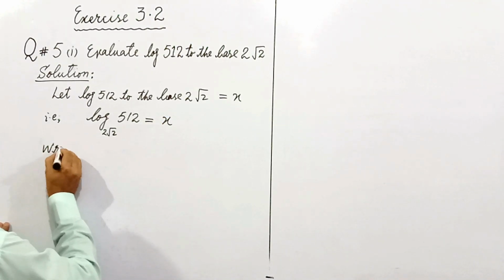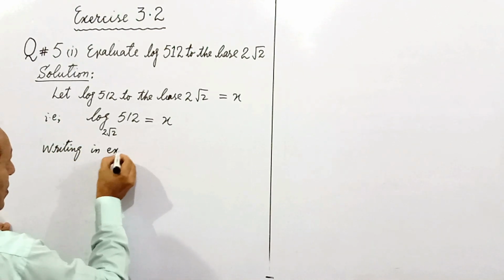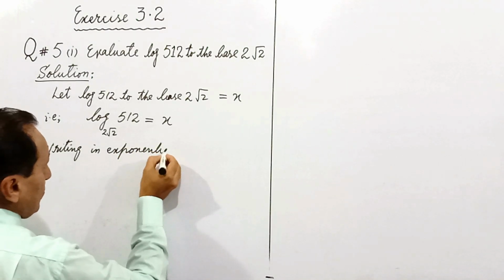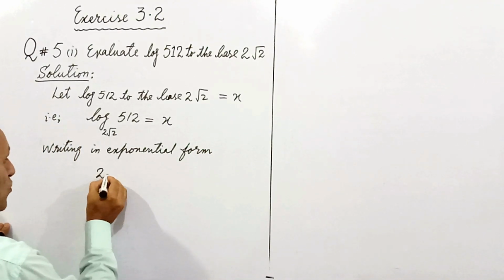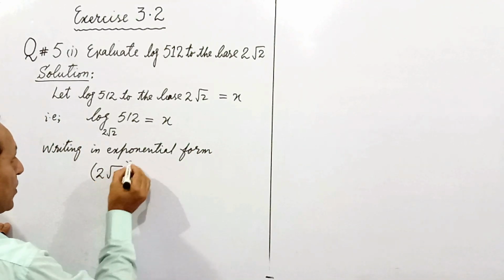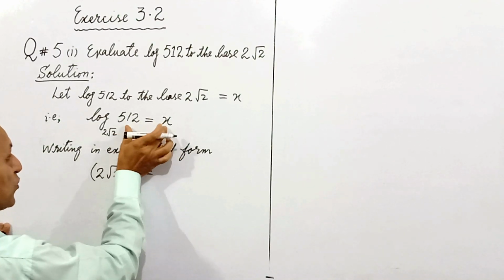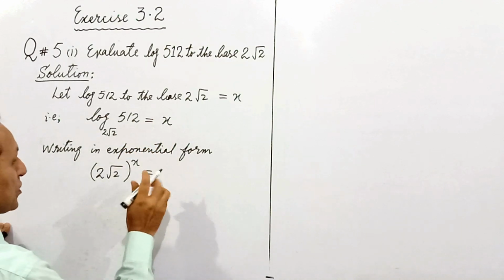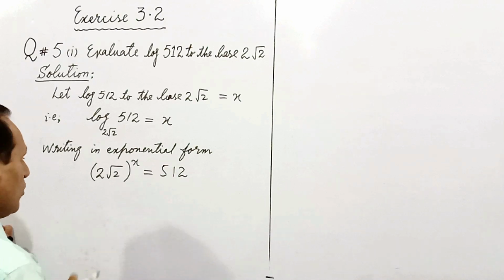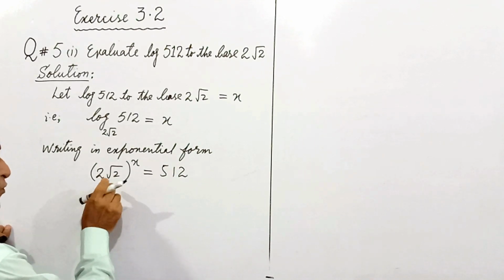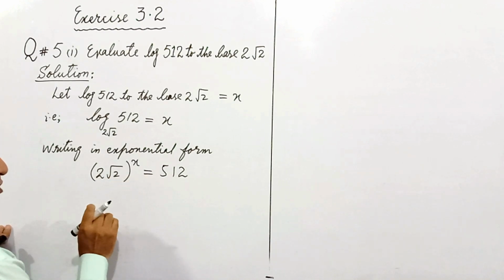Writing in exponential form, we have 2 under root 2 whole power x. Equal value will become power, and 512, as we know that these values exchange their position, so 512 is taken to the right hand side as equal value. We have a radical value in the left hand side, so first of all we have to convert it into exponential form so that we can apply the exponential equation.